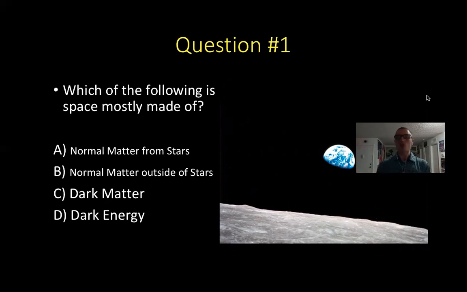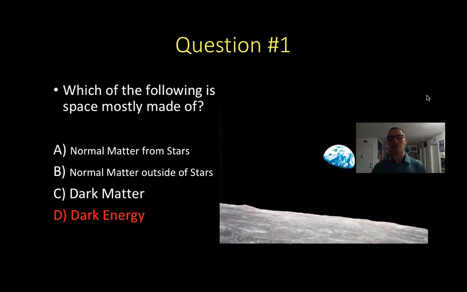Is it A, normal matter from the stars, so just the stars themselves? Is it B, normal matter outside the star, so is it like the asteroids, the planets, the gases that float around those stars? Is it C, dark matter, or D, dark energy, which makes up most of space? Think about it. Give you a moment. Pause the video. And the answer is going to be D, guys.